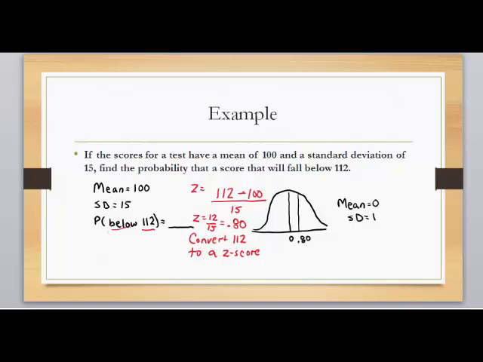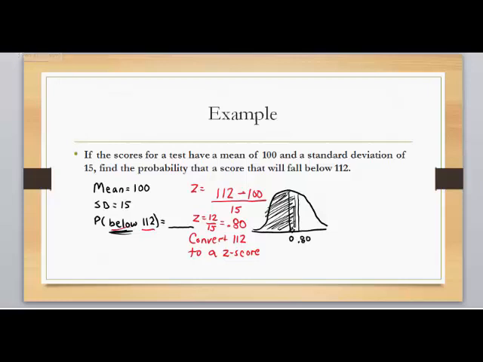Remember that the problem wanted us to shade below it. So I'm going to shade all of this area that's below the 0.80. And now we're going to find our area, just like we learned in the last section. So what do I need to do then? I need to go to my table and I need to look up 0.80.